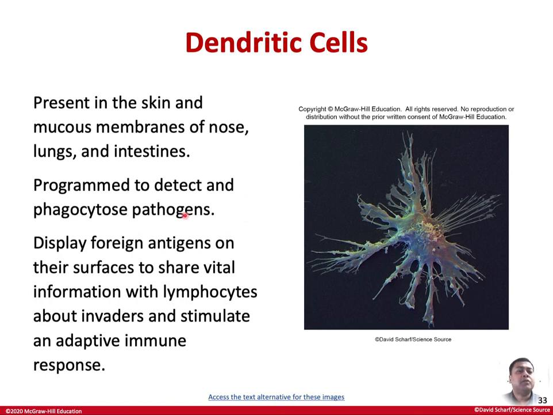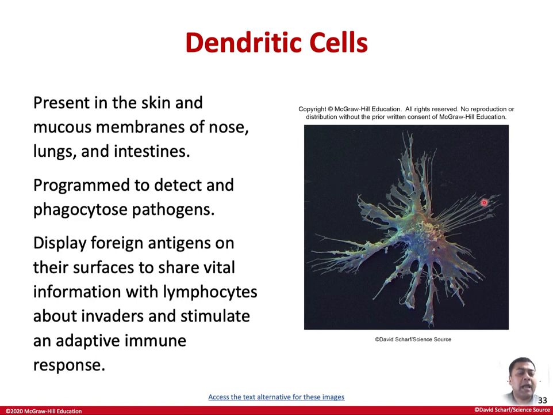Upon phagocytosis, they process the foreign antigens present on the surface of these pathogens, and they display this information on their own surface. Again, we are going to talk about exactly what happens. But in summary, upon phagocytosing these pathogens, they display part of the antigens, which could be proteins or glycoproteins, on their surface. This alerts other lymphocytes that there is an invasion going on, and that will lead to secretion of different chemical messengers to alert the immune system.